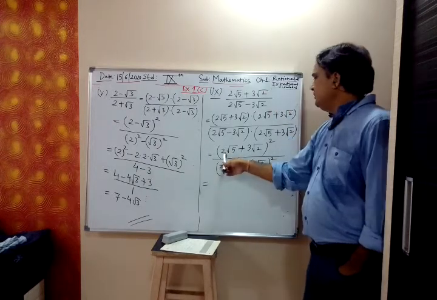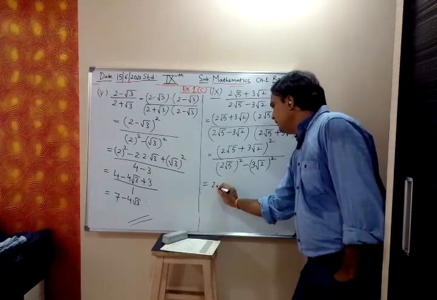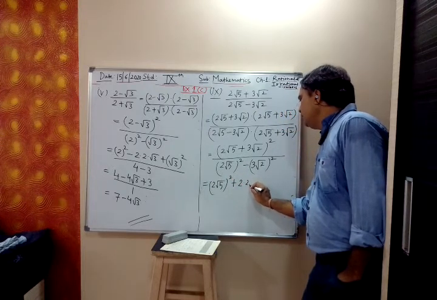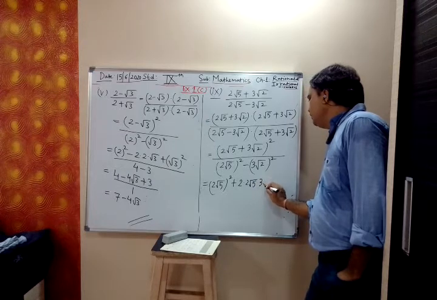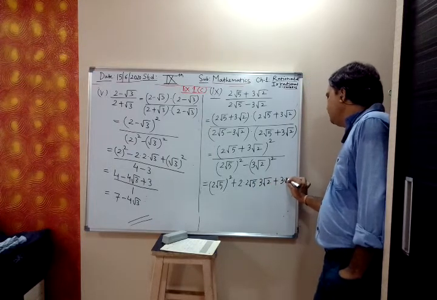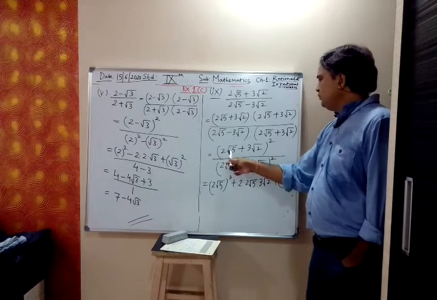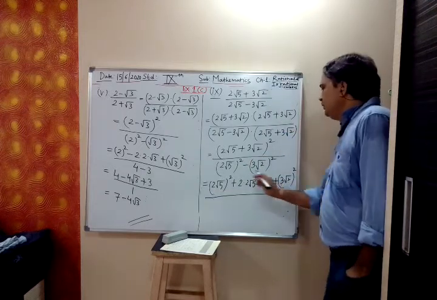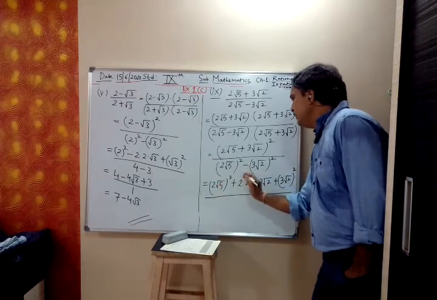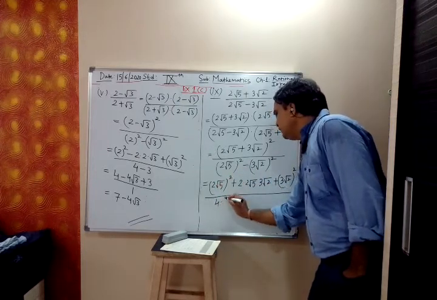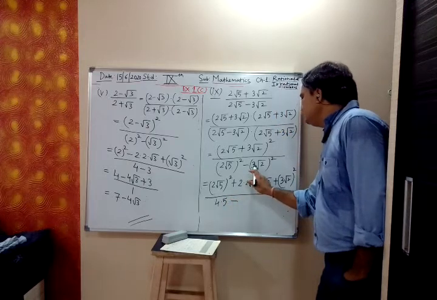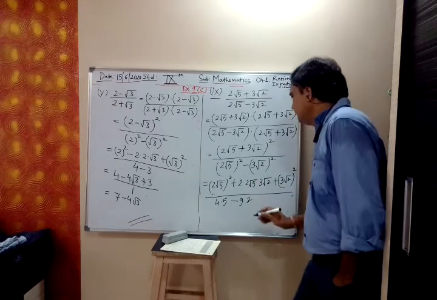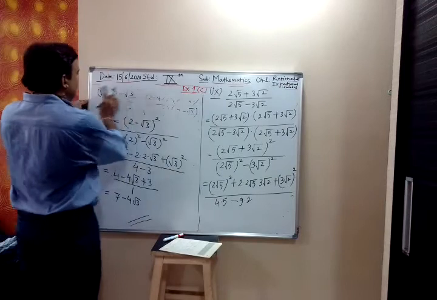Now we use the formula a plus b whole square. That will be a square plus 2 into a into b plus b square, upon 2 root 5 square, which will be 2 square, 4, into root 5 square is 5, 4 into 5, minus 3 square is 9 into root 2 square, which is 2. Root 2 square is 2.